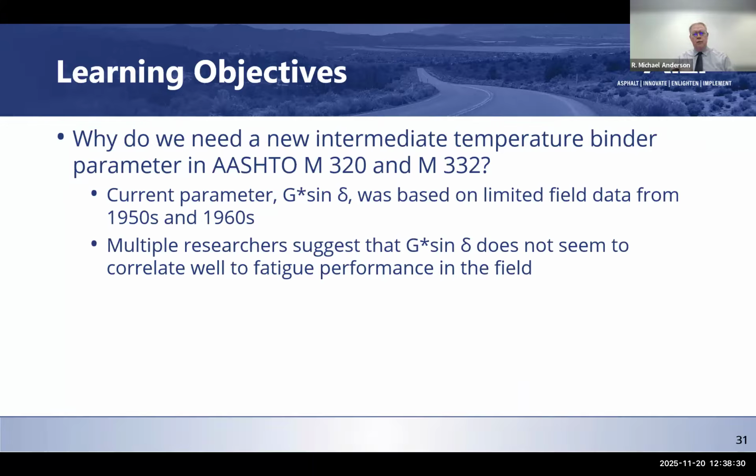So what do we need to know about this intermediate temperature binder parameter in M 320 and M 332? We know that the current parameter was based on limited field data from the 50s and 60s, specifically the Zaca-Wigmore test road, and it was validated through some lab testing. We also know that multiple researchers have suggested that G-star times sine delta does not seem to correlate well to fatigue performance in the field.